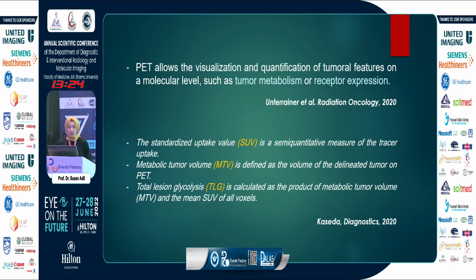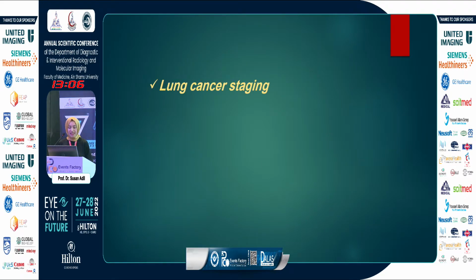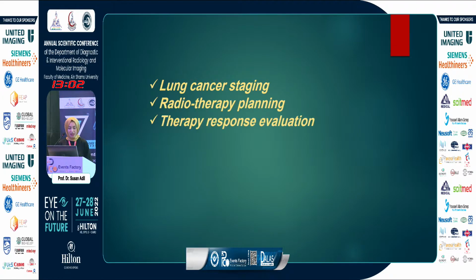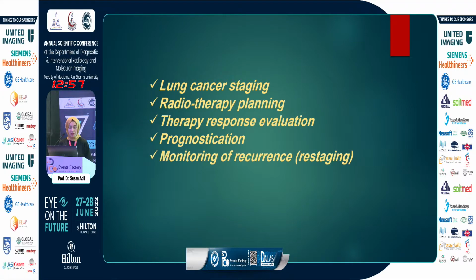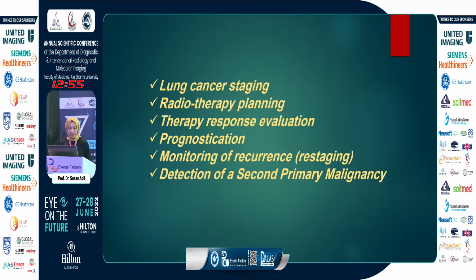PET allows visualization and quantification of tumoral features at a molecular level, such as tumor metabolism or receptor expression. These are some quantitative parameters used during interpretation, which are SUV, MTV, and TLG. PET-CT has a major role in lung cancer staging, radiotherapy planning, therapy response evaluation, prognostication, monitoring of recurrence or restaging, and detection of another primary malignancy.